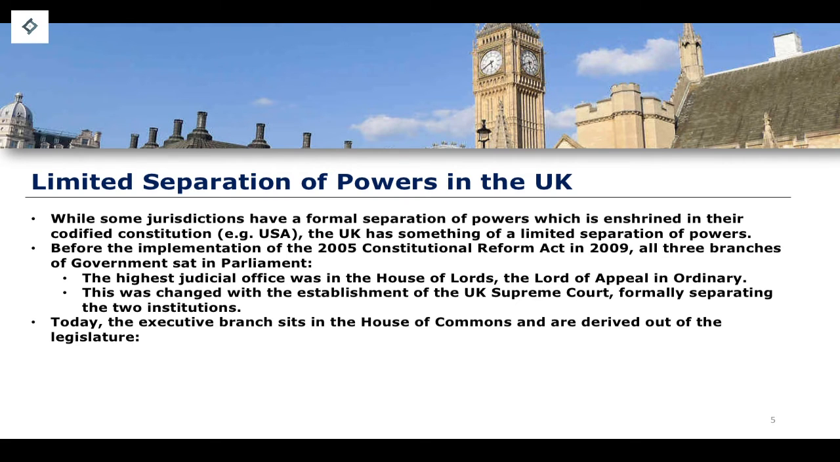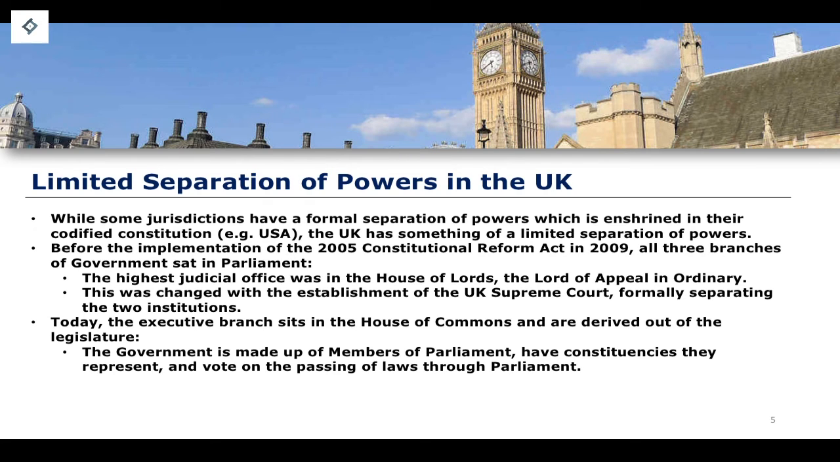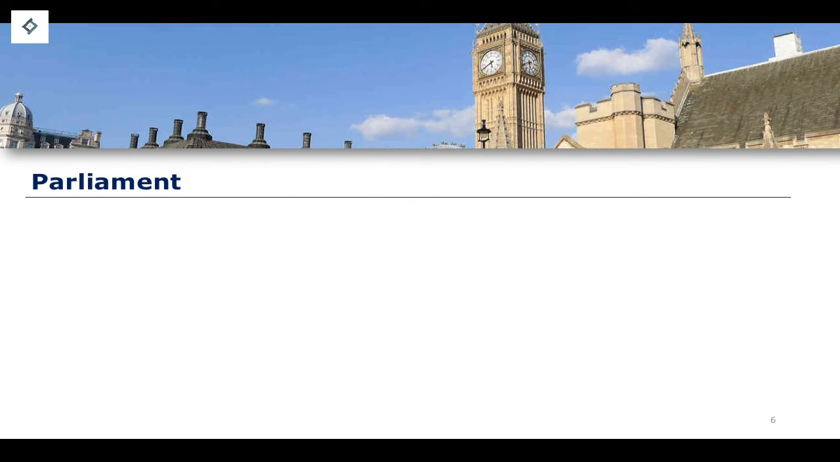But when it comes to the executive branch, it sits in the House of Commons and is derived out of the legislature. The government is made up of members of Parliament. They have constituencies which they represent, they have a vote in the passing of laws through Parliament, and as a result you have not a separation of powers between the legislature and the executive, but a fusion of powers. Now, ultimately, Parliament does have the authority, and one of the major roles of Parliament within the UK's constitutional framework is to essentially check and hold the government to account. But they do so from inside the House of Commons, from inside Parliament itself.